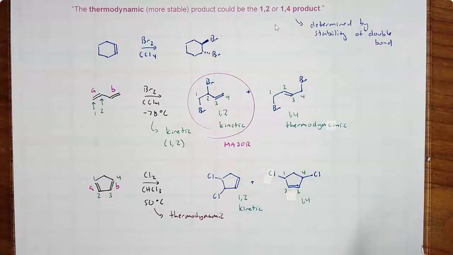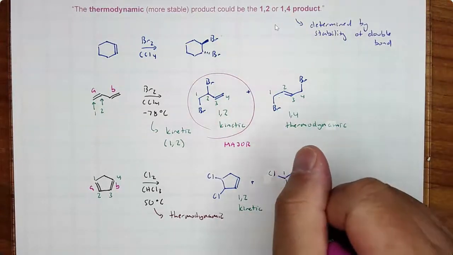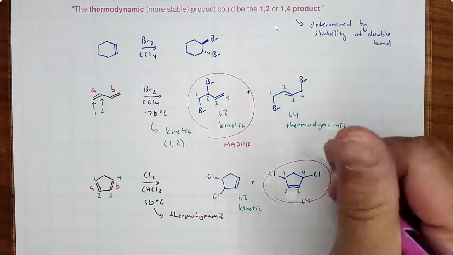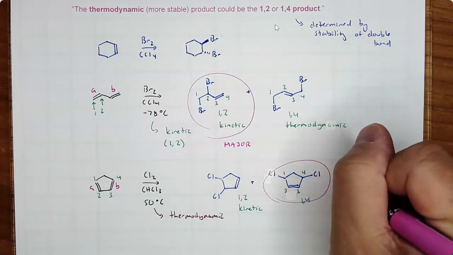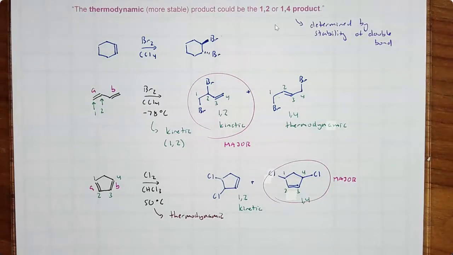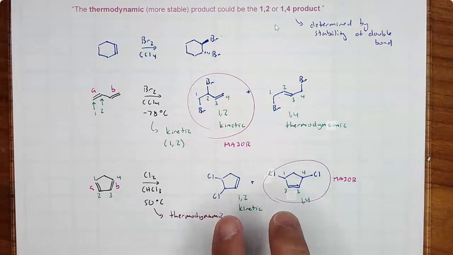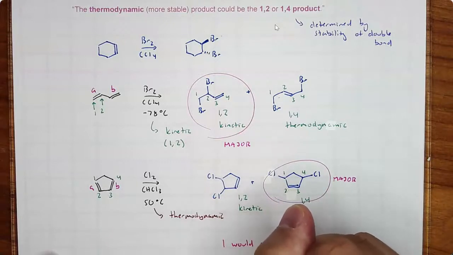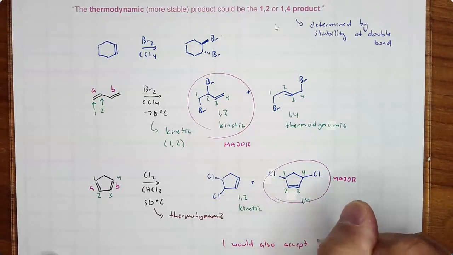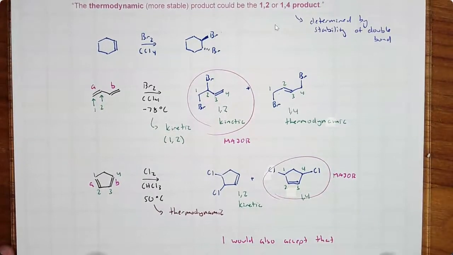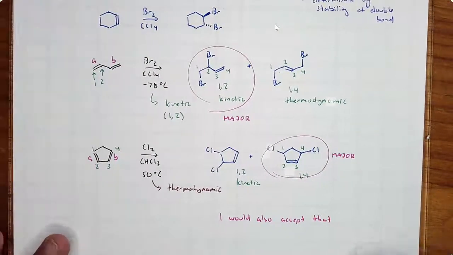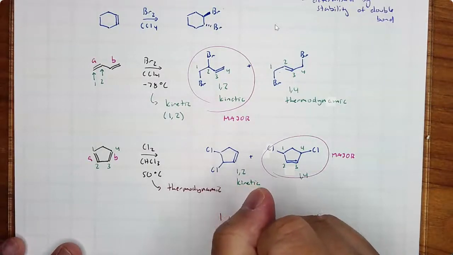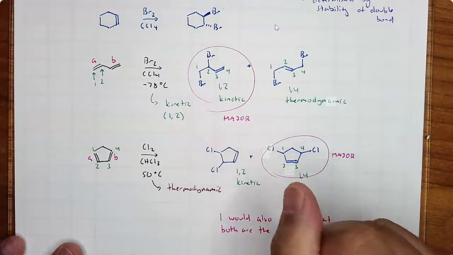Both double bonds are di-substituted, so I can't use the degree of substitution as a decider. I would say this is the thermodynamic, so it does happen to be the 1,4, and I would maybe say slight major, or I'll just put major here. Okay. Now, like I said, because they're both di-substituted, I would also accept that both are the major product. Or you could even say that both are the thermodynamic product.